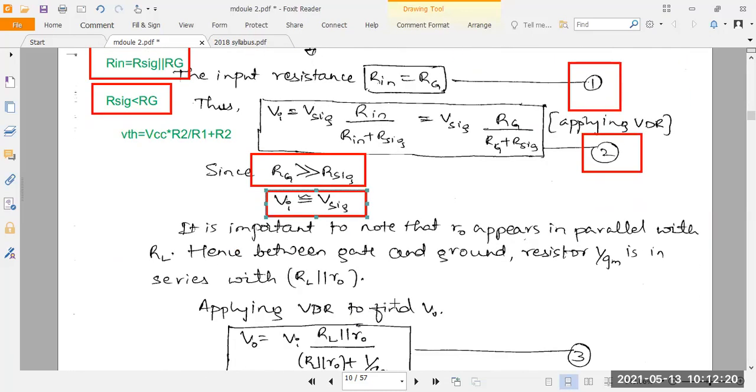Same thing, we can find out the output voltage. Okay, output voltage from the voltage divider. Understood? From the voltage divider.